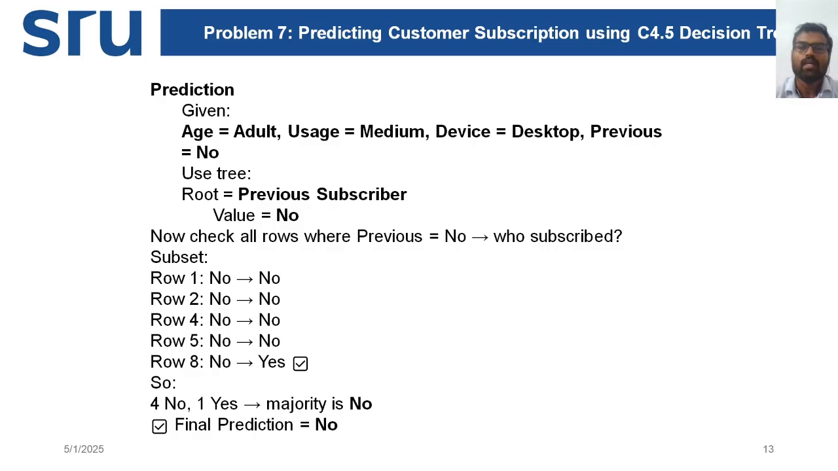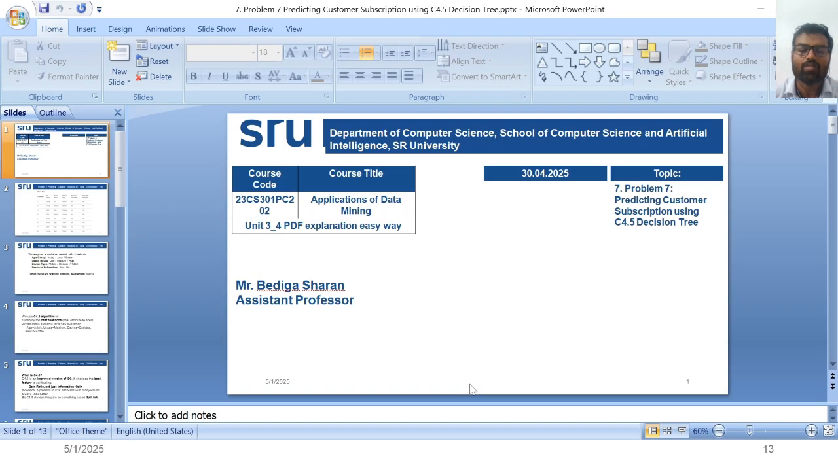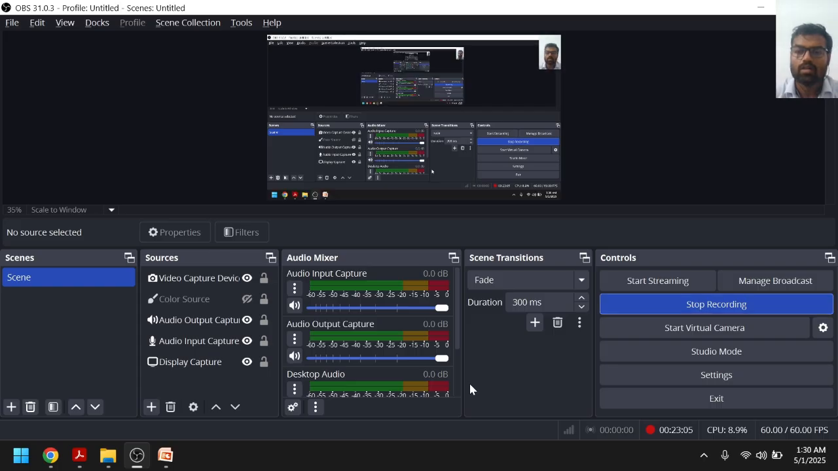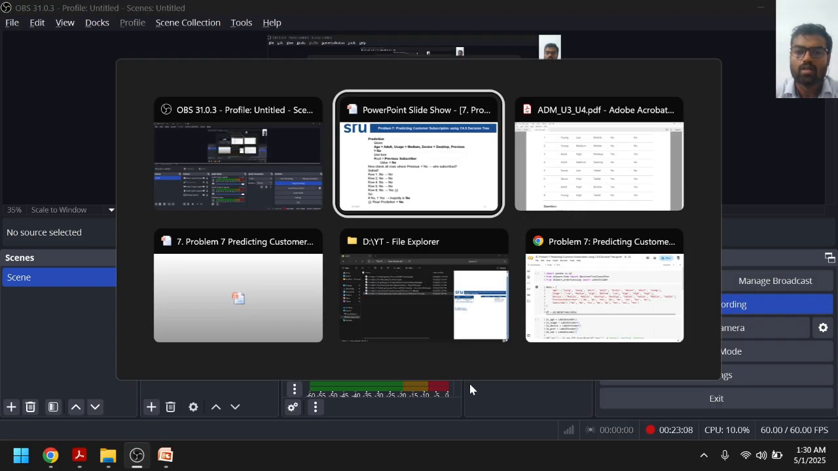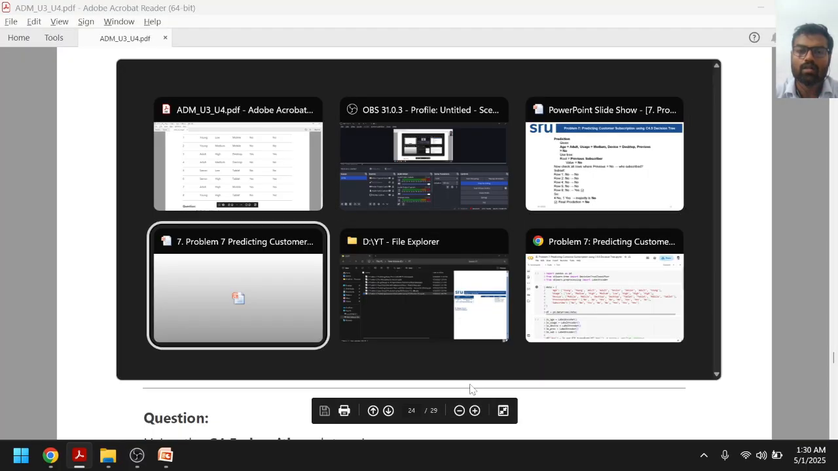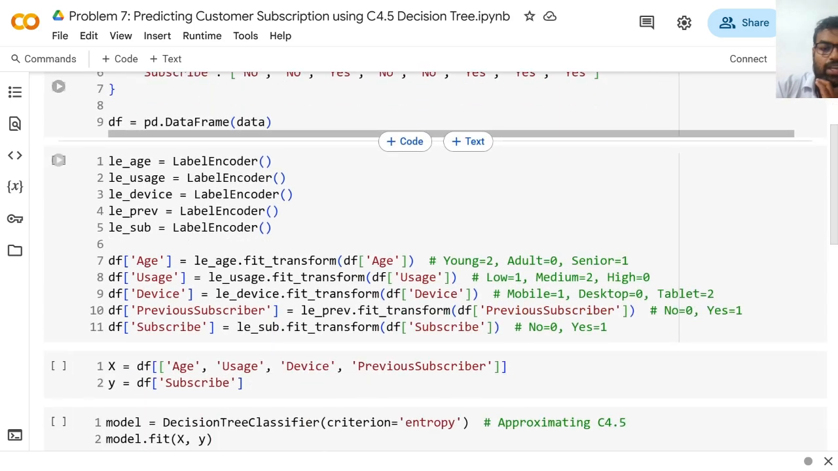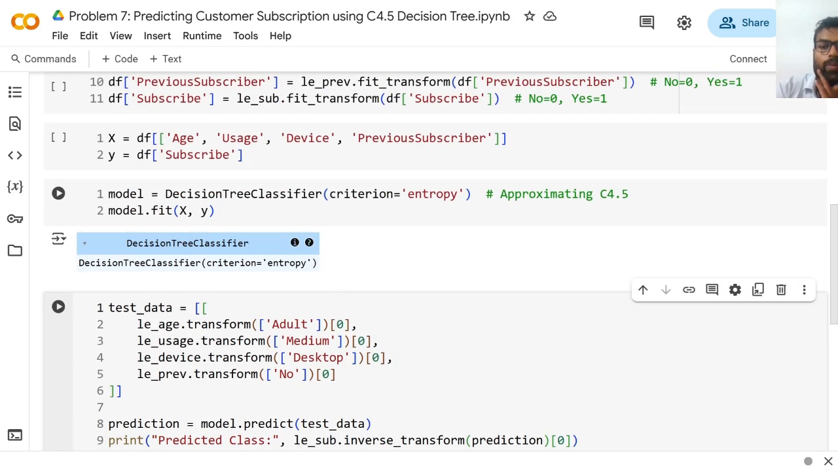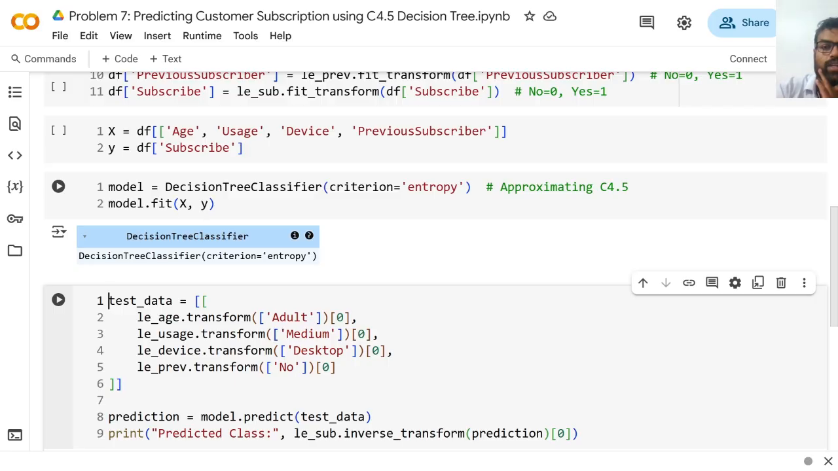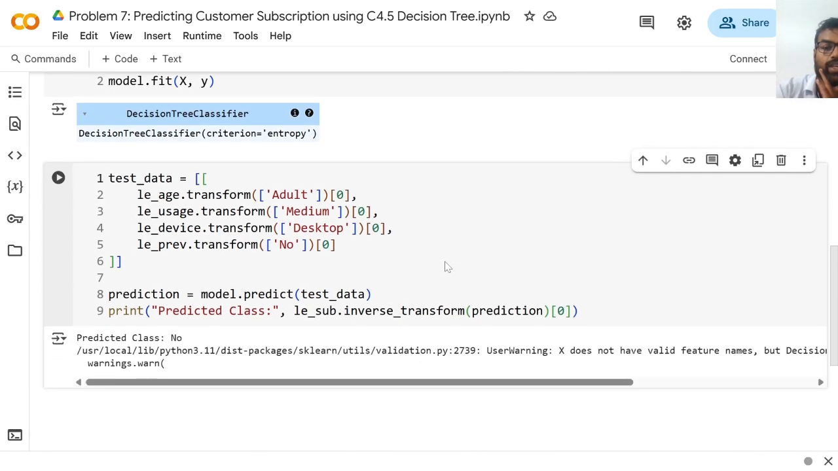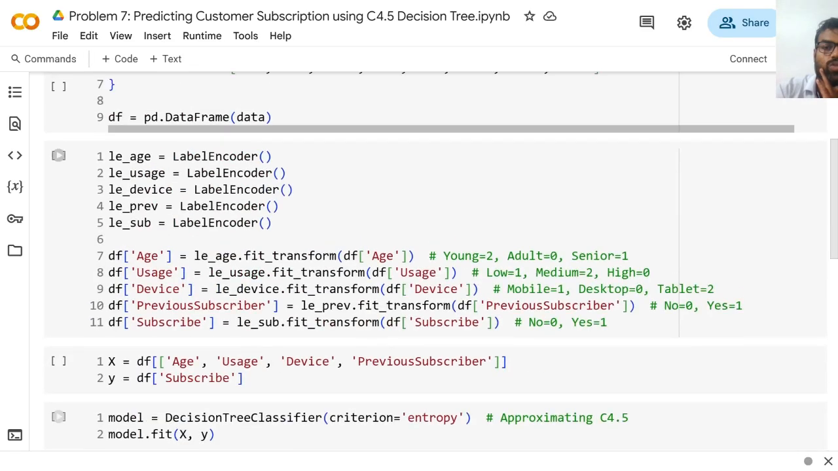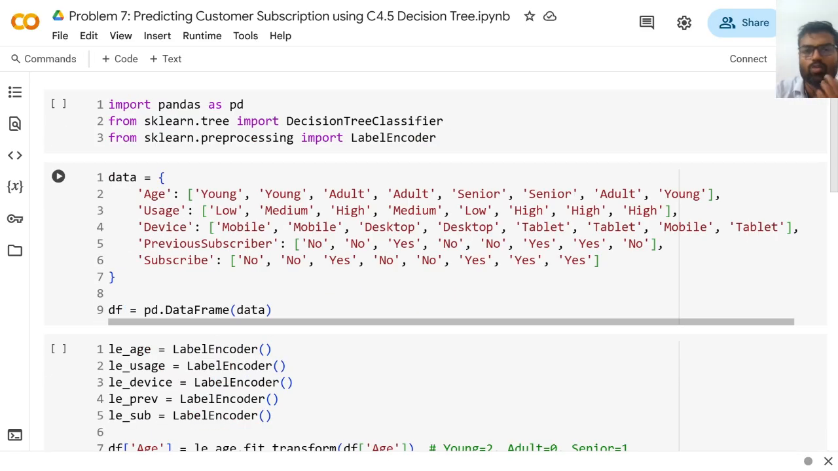So this way we make our decision trees with C4.5. Let's have a look at our code. Here we are looking at entropy, and based on that we are approximating C4.5. We are getting no here. Students, this notebook you may also find in the description.